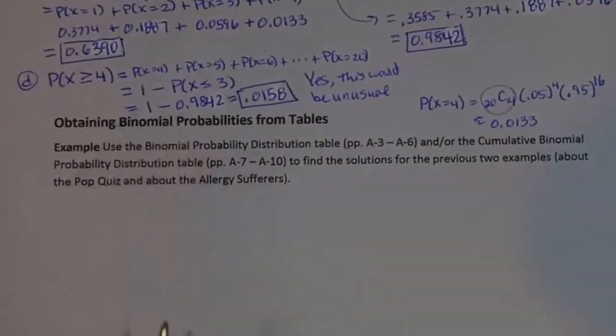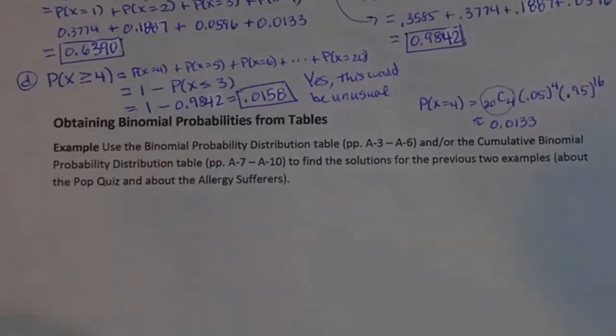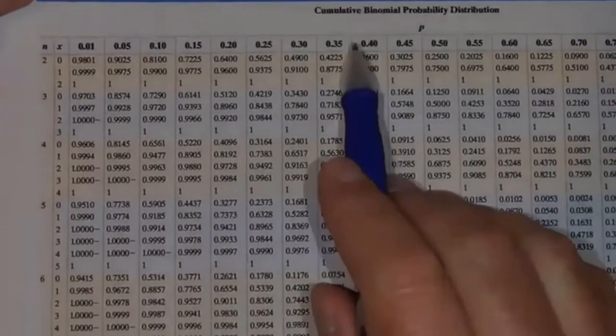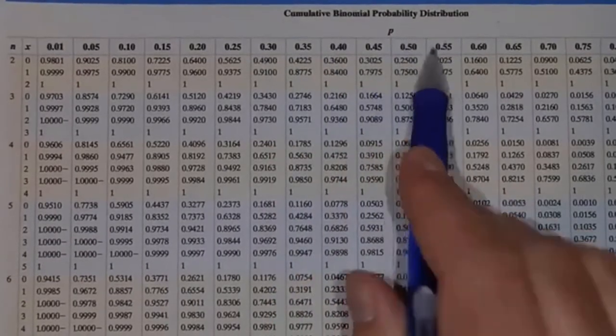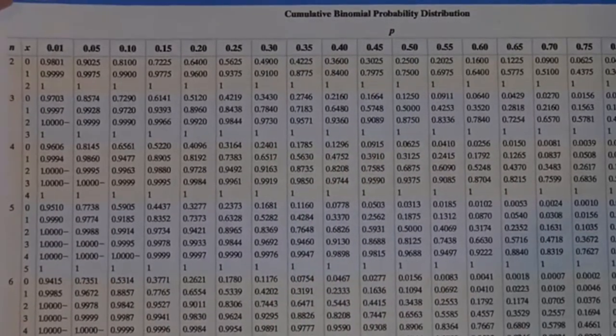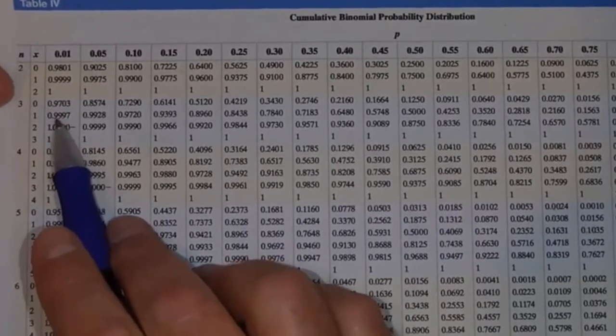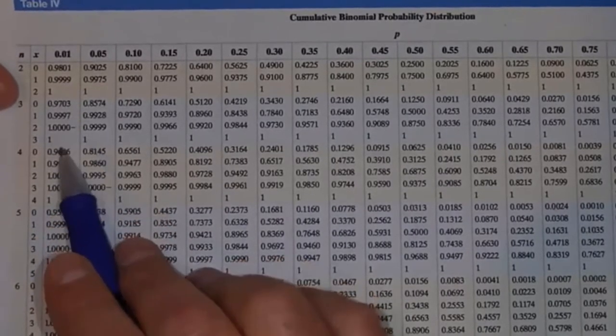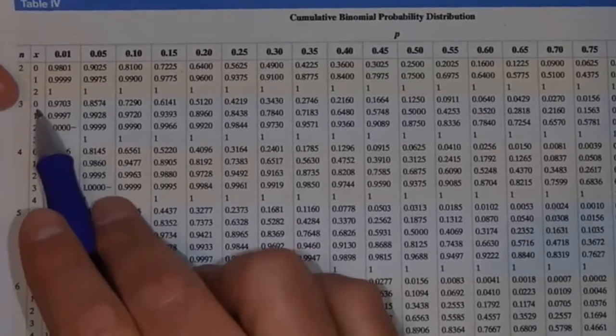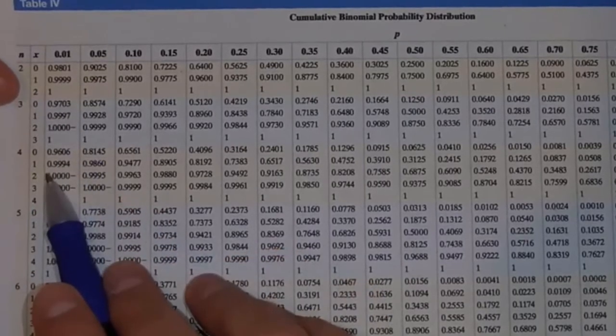Now let me also show you table 4. So that was table 3, which does binomial probability distributions. Table 4 is actually called a cumulative binomial probability distribution. So what does that mean? A cumulative binomial probability distribution is going to accumulate the probabilities as you go from 1 to n successes.